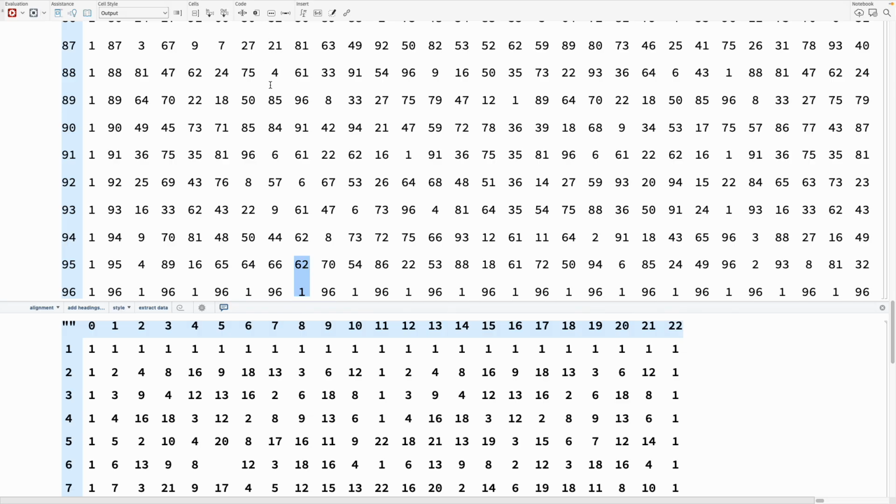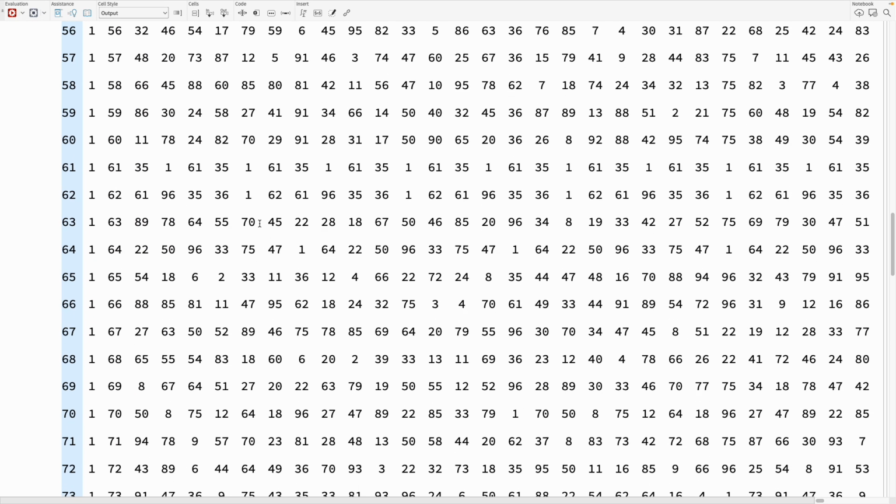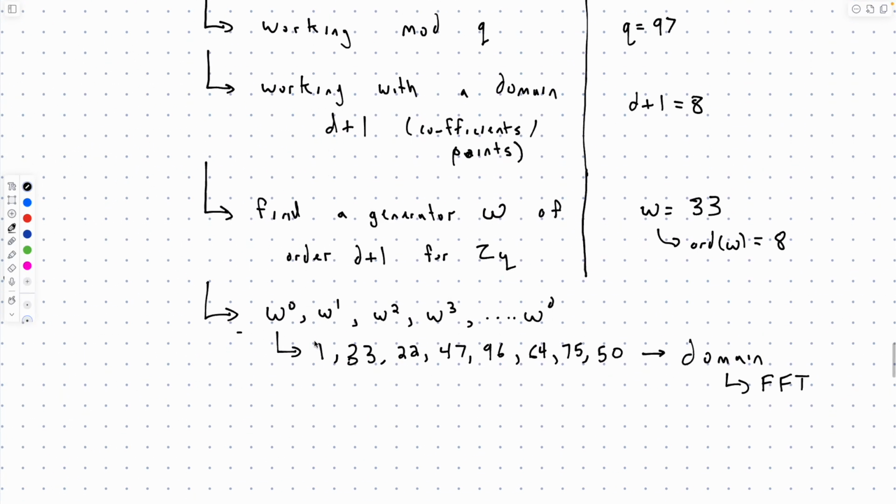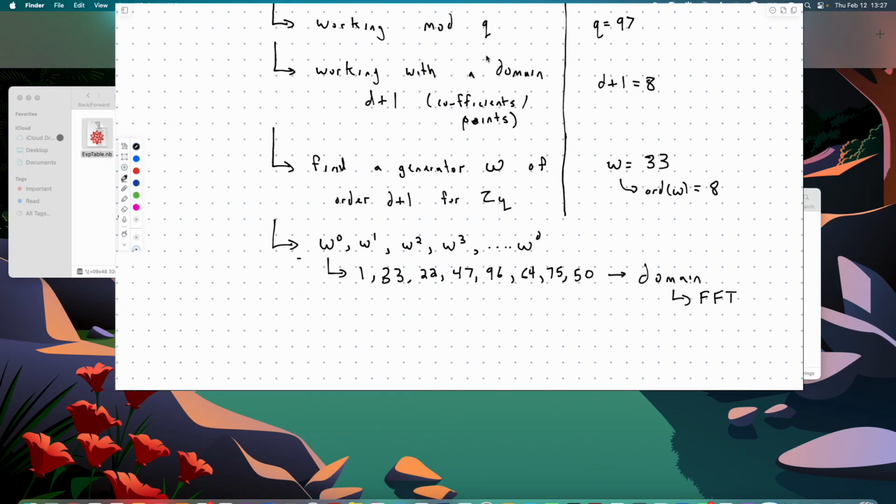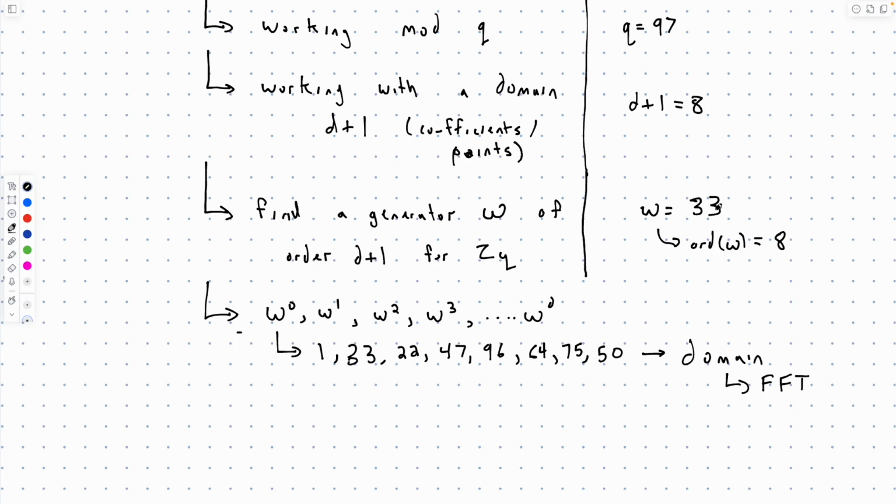The reason that we can't use these numbers is we can't do the copy like this. You mean like how do I find? So I will ask. Okay, all right. So there happened to be this number 33 that had order 8. So I was working on 97. I wanted something of order 8, and there happened to be a generator that generates something of order 8.